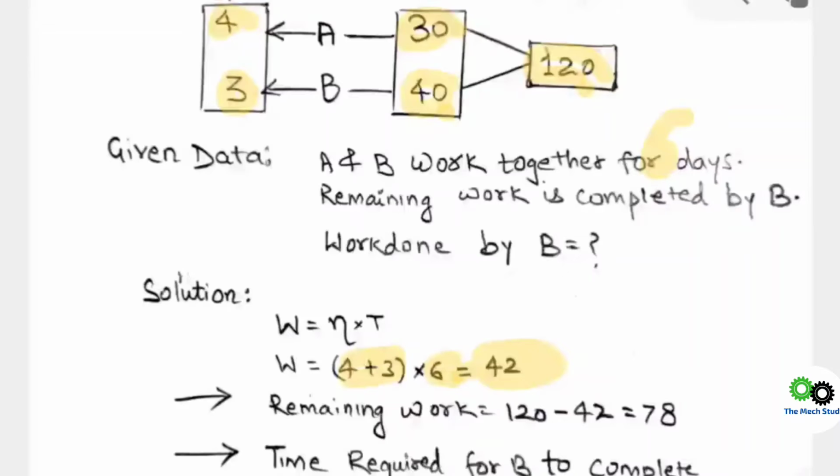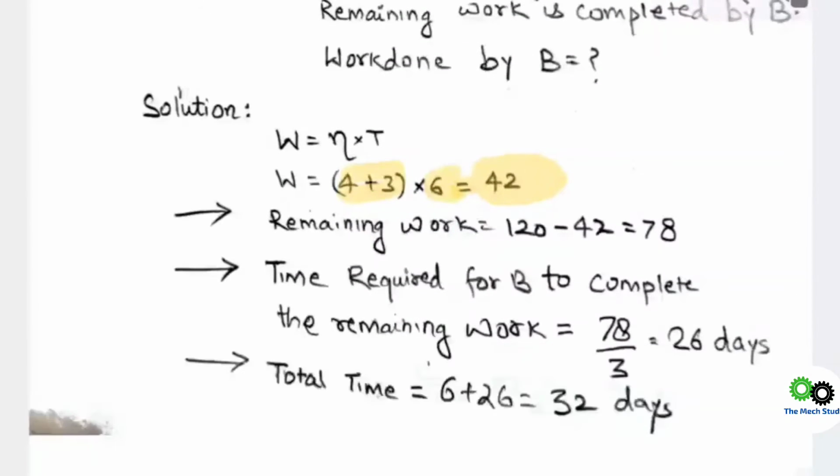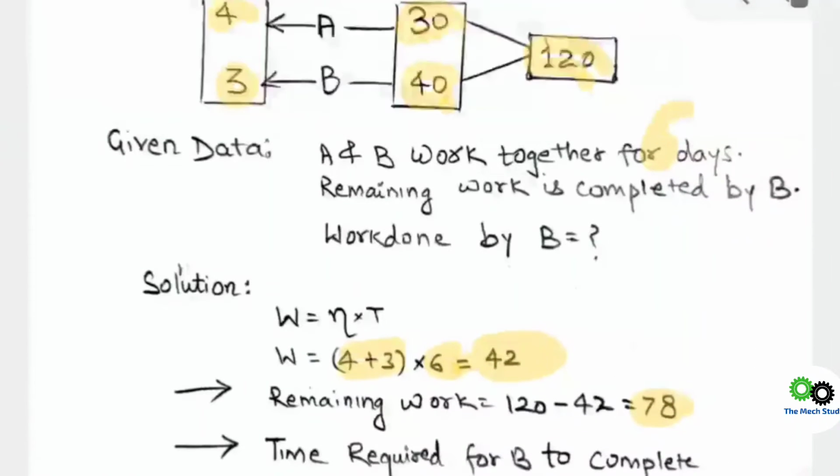And total work is 120. In that they have already completed 42. They land up with only 78 units of work remaining. The next question: what was the time required to complete the remaining work by B? Then 78 work is already left, because A has left the workplace, and B needs to complete the remaining work. So the time required by B is for 78 units, and the efficiency of B was 3, which I have mentioned over here as per the data.